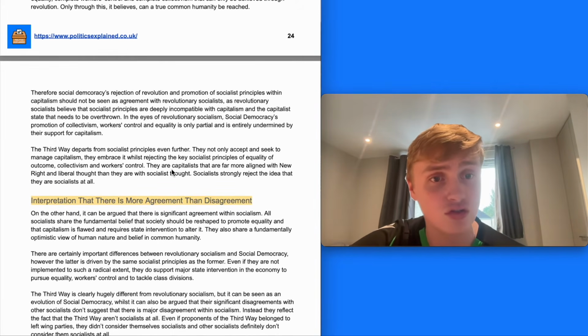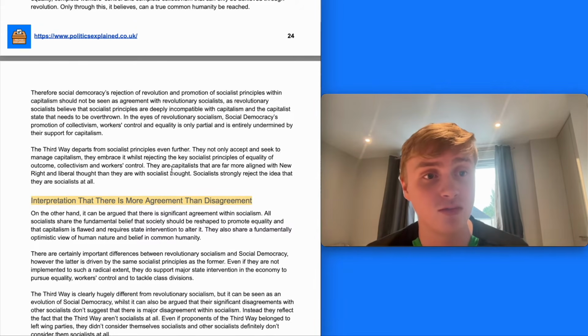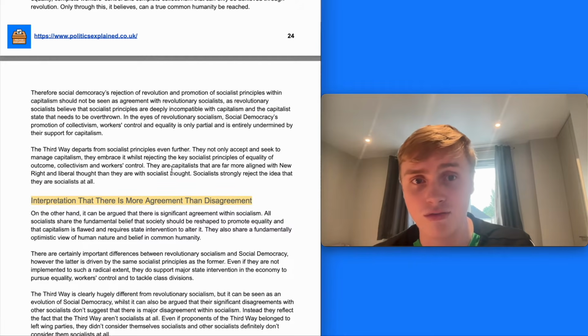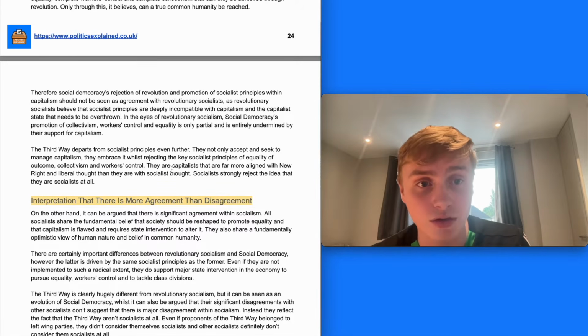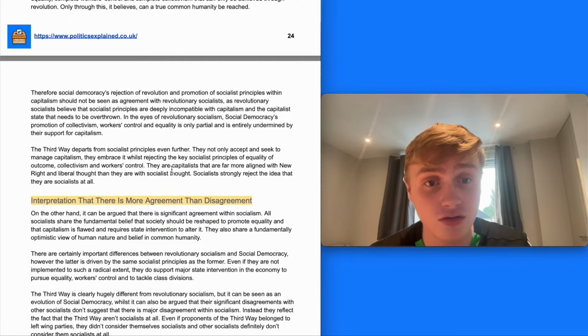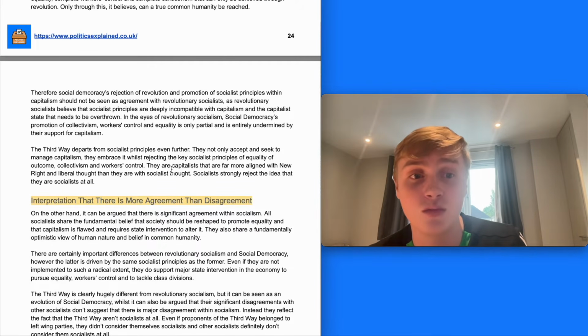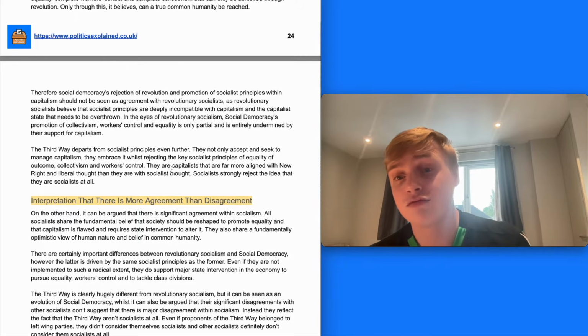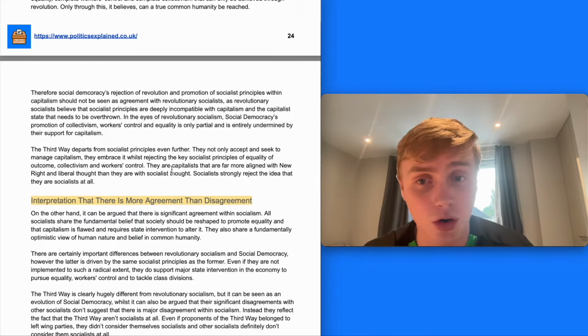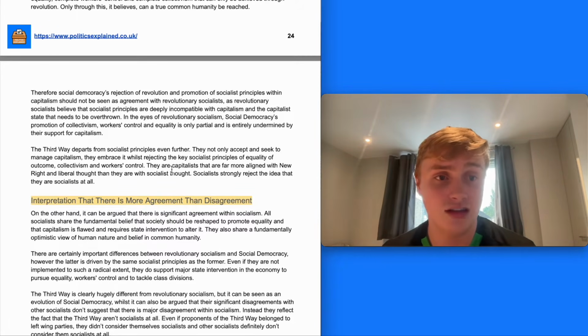And social democracy's rejection of revolution and promotion of socialist principles within capitalism should therefore not be seen as an agreement of socialism with revolutionary socialists, as revolutionary socialists believe that socialist principles can't be pursued within capitalism. They're deeply incompatible with them, and the capitalist state needs to be overthrown. And therefore, in the eyes of revolutionary socialism, social democracy's promotion of collectivism, workers' control, and equality is only partial and entirely undermined by their support for capitalism. Therefore, revolutionary socialists don't see social democracy as socialists at all.